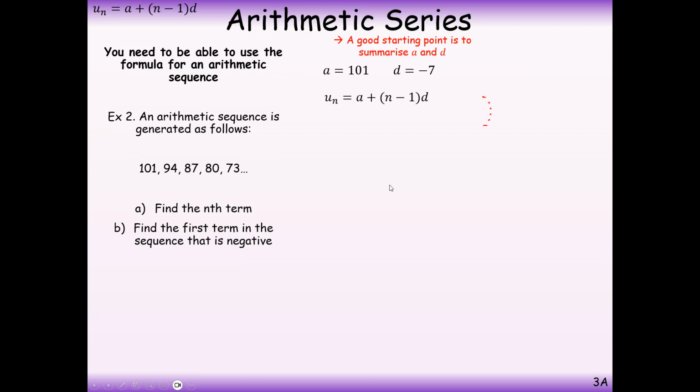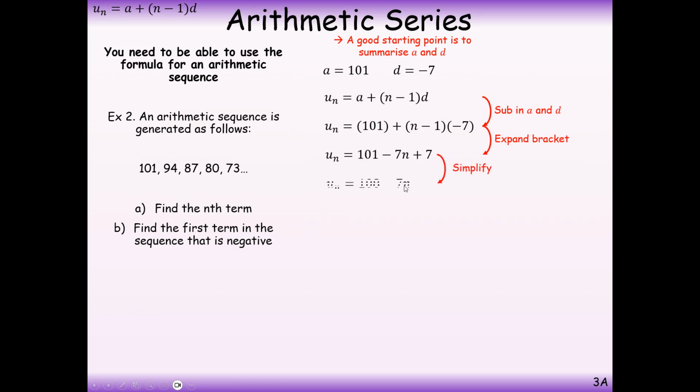The nth term will come out to be negative 7n plus 108. It might be simpler to write it like so. Now, to answer part B, we need to think carefully. The first negative number would be below 0. Therefore, we set this inequality and we say that it has to go below 0.